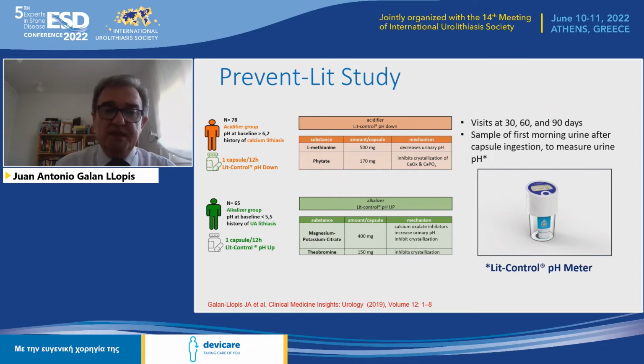The other group, 65 patients with history of uric acid lithiasis and pH at baseline less than 5.5, conformed the alkalizer group. They were prescribed 2 capsules a day of LEAD Control pH Up. That is composed of potassium magnesium citrate and theobromine, an inhibitor of uric acid crystallization.